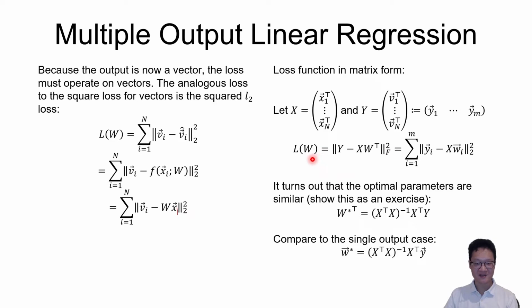Now we can use a very similar approach by taking derivatives, finding the critical points, and then convincing ourselves that L is actually a convex function, right? We're not going to do all of that. But the optimal matrix W transpose, so called W star transpose, is equal to X transpose X inverse X transpose matrix Y. This looks very similar to the single output case, where we had the same expression, except that our Y was a vector, and now Y is a matrix.